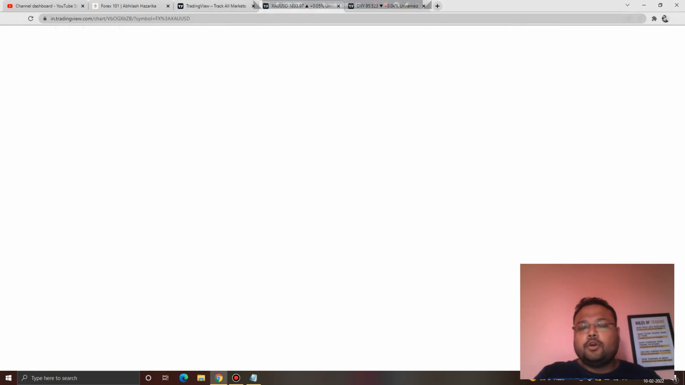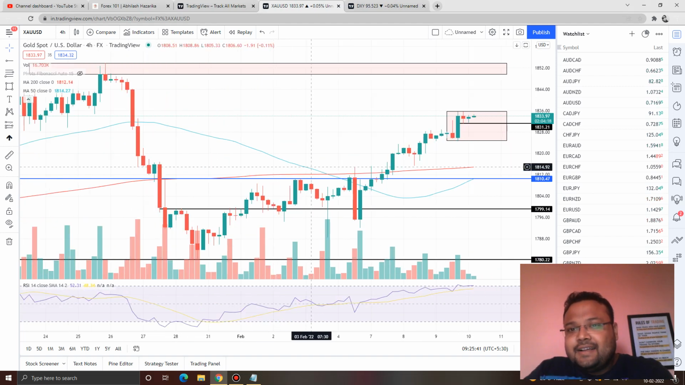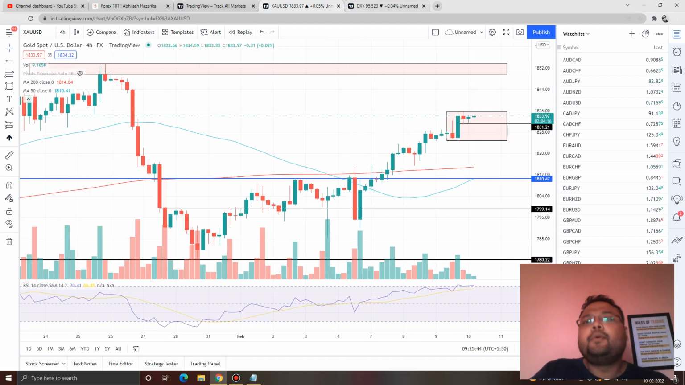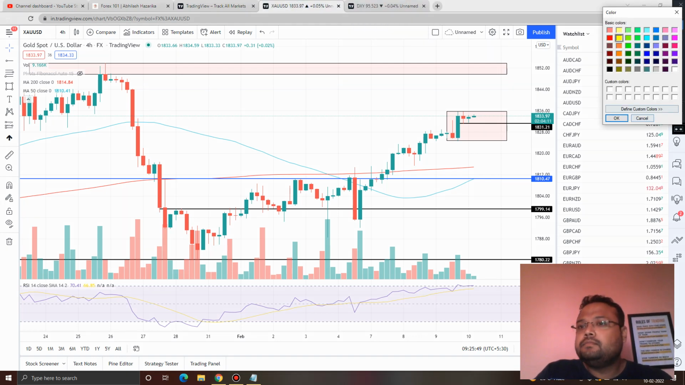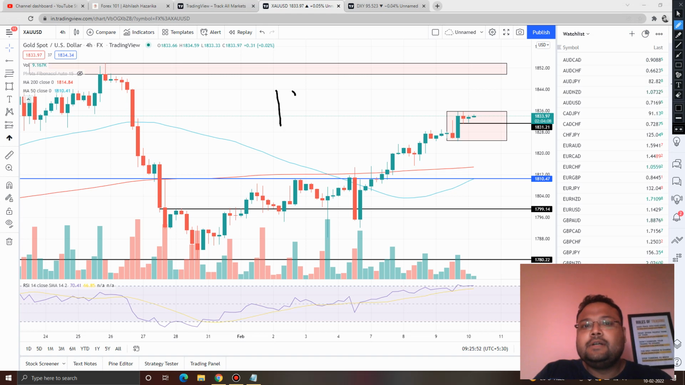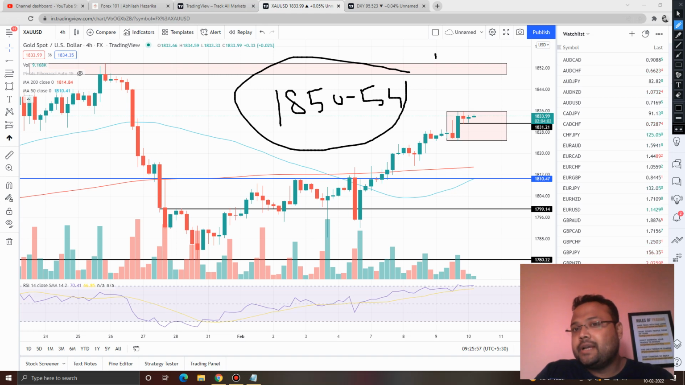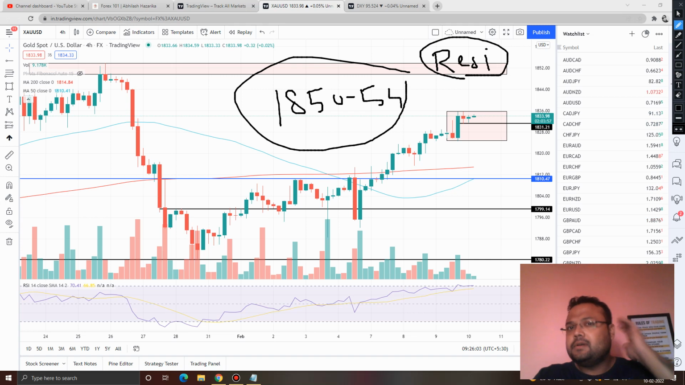Now let's talk about gold. Overall, the important levels on gold have not changed. Let me change the color. We still have 1850 to 1854 at the top as the strongest resistance. This is the strongest resistance in the market. So if the market sees some good buying, then you need to exit. If you have a buy position, or if you take any buy position during the news, you need to exit around this level, because there will be some selling at this level.